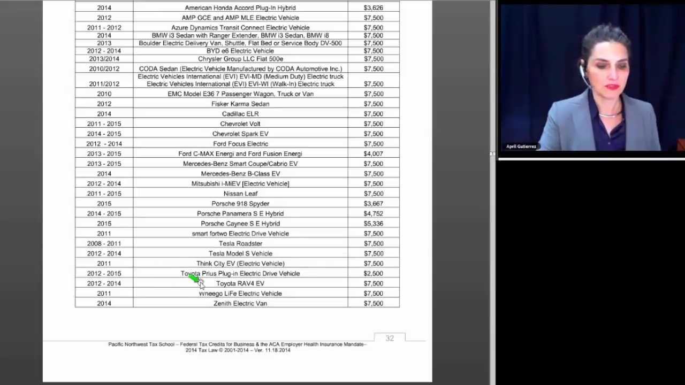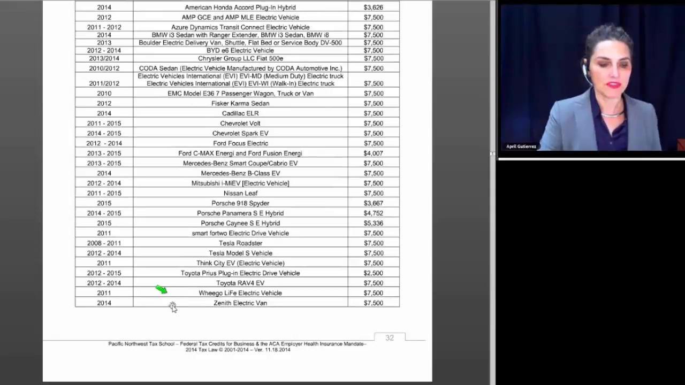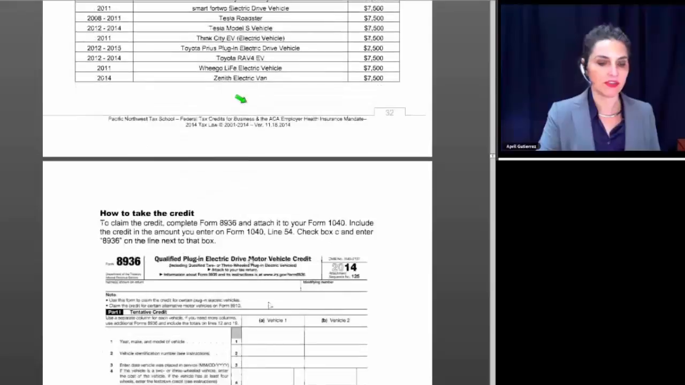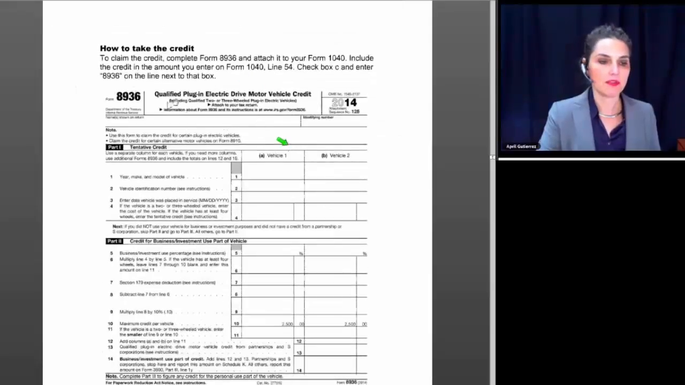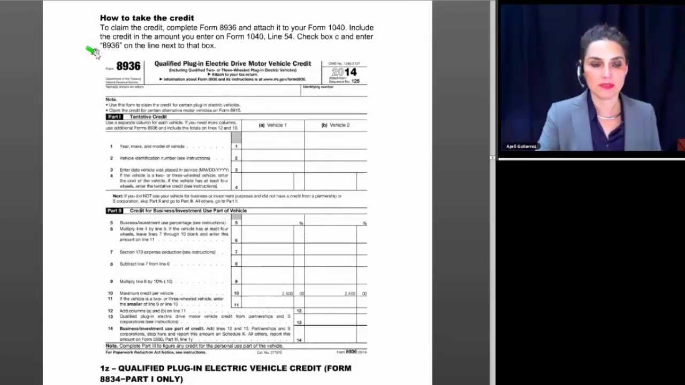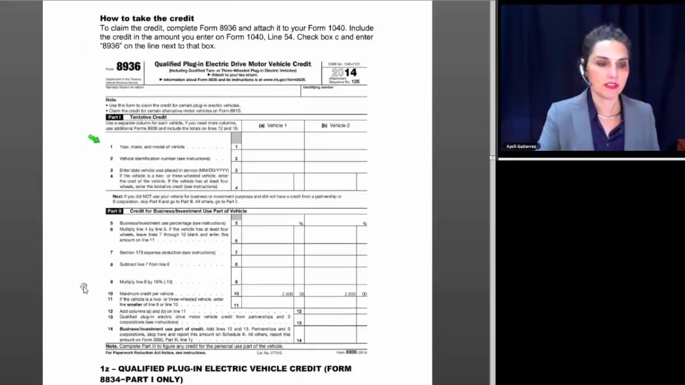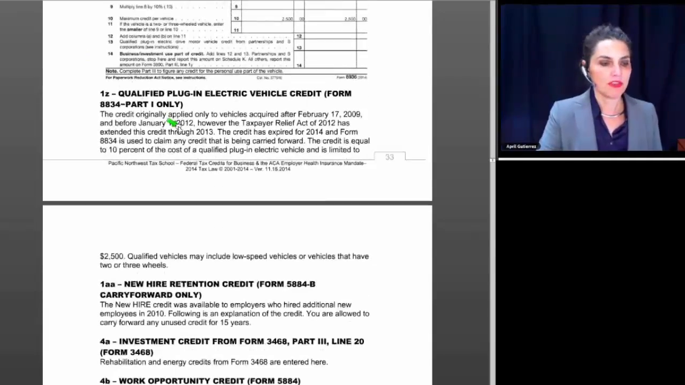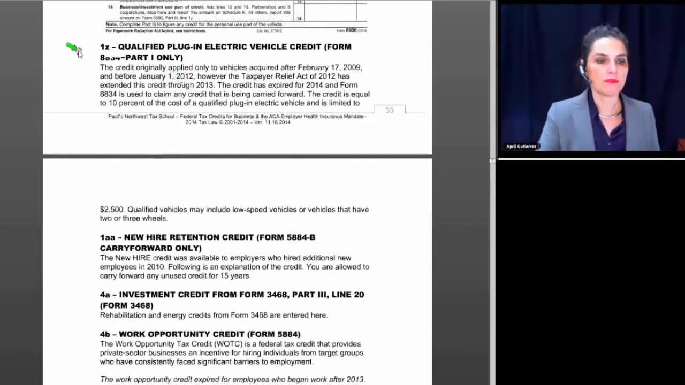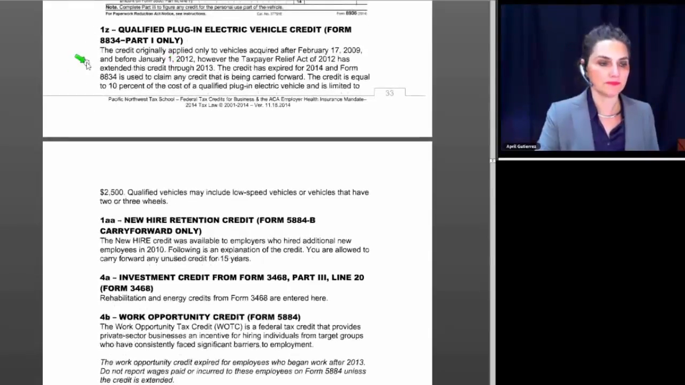Then we have the Toyota RAV, $7,500, a WeGo Life electric vehicle, and finally the Zenith electric van that you saw in that picture, $7,500 credit. How do you claim the credit? Well, you obviously need to determine that it is a qualifying vehicle, and if it is, then you fill out Form 8936.